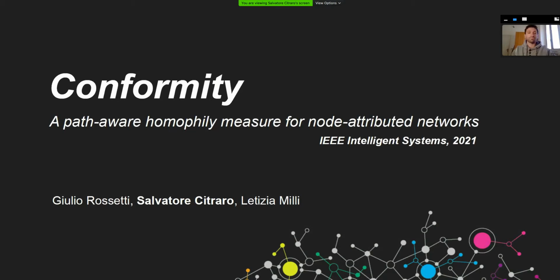Yes. Okay. So I'm going to present a work that we recently published in a special issue of Intelligent Systems. It's a work about the definition of a new local homophily measure for node attributed graphs. Node attributed graphs are a particular type of network model where we have information about node properties, node features, node profiling, in addition to the complex relational structure of a graph.